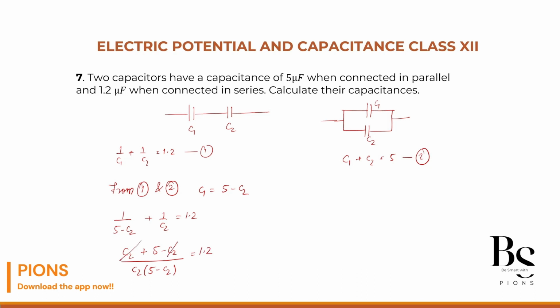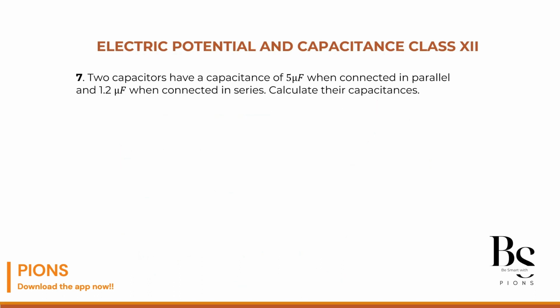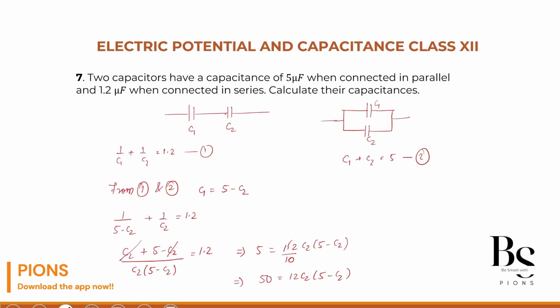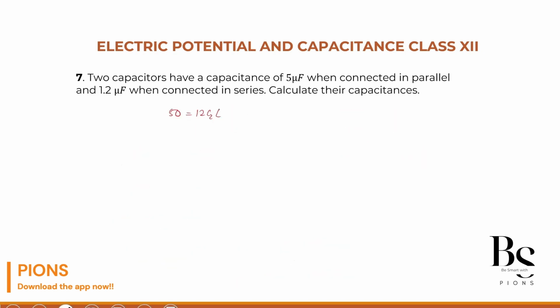Correct. Now C2 cancels with C2 and we are left with 5, which is equals to 1.2 into C2 into 5 minus C2. Let's remove this point and make it upon 10 so that our calculations become quite easy. So 50 is equals to 12 C2 into 5 minus C2. Correct. Okay. So let me write this equation here. It will be 50 is equals to 12 C2 into 5 minus C2.